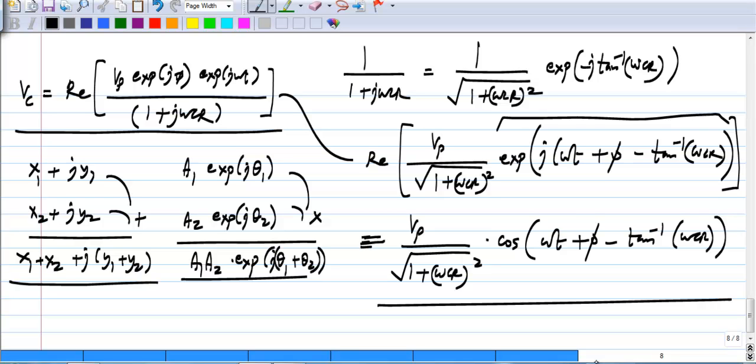It's the same circuit with the same input, but this third method is most convenient. So that's why it is used all the time.